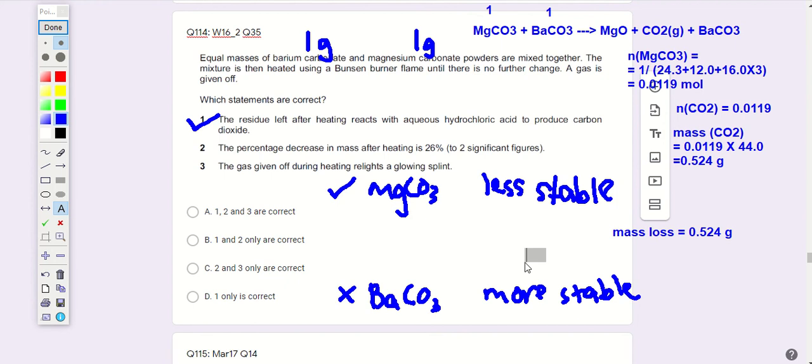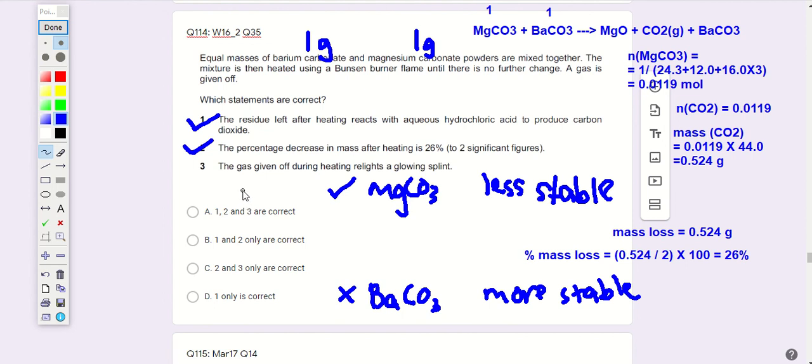Now, let's find the percentage loss. It will be 0.524 gram divided by 2 gram, then this whole thing multiplied by 100. They want us to round the answer to two significant figures, so it's 26%. So number 2 is also correct.